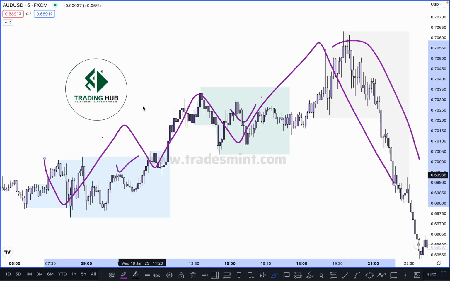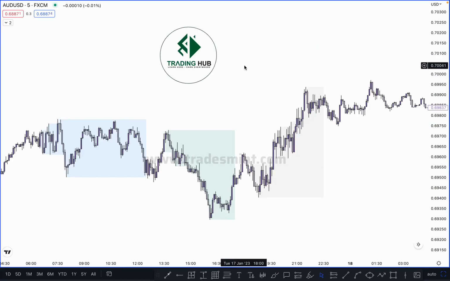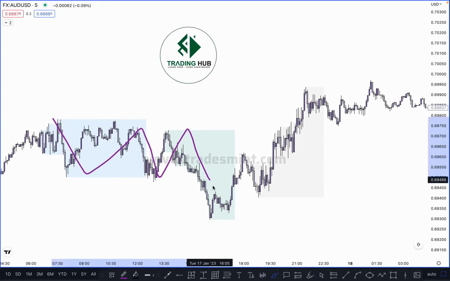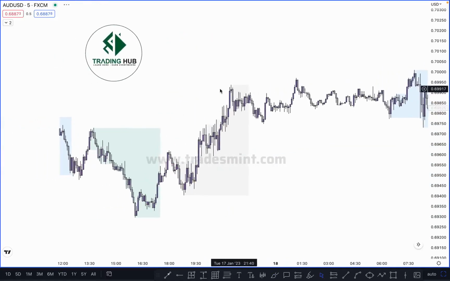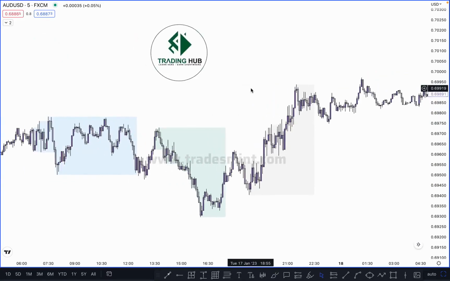Let's look at another example. As you can see here, this one is our Asian session, this one is our London session, and this one is our New York session. You can see in this bearish market, the Asian session was bearish and London was also bearish, and then New York gives you a reversal move to the upside. The same thing happens in bullish and bearish markets. Sometimes you can see the Asian session is bearish and London is bullish, then New York will also be bullish, right?